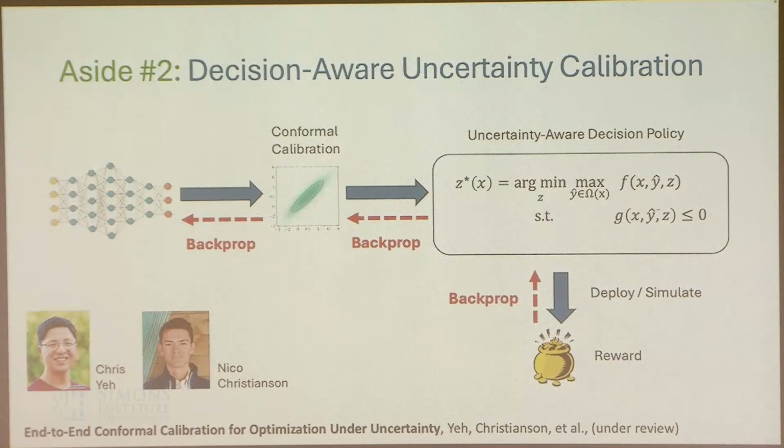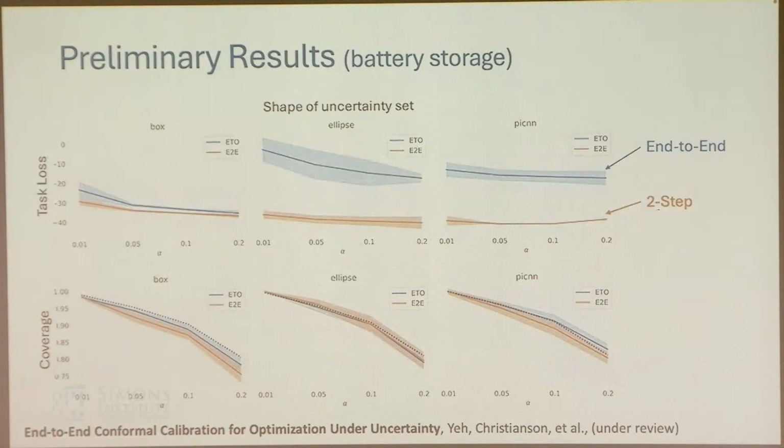And this is work by Chris Yue, who is in the audience, and Nico Christensen, who is another PhD student at Caltech. And here's just some preliminary results. The reason I'm not really highlighting this is it's slightly off theme. Just want to mention it's a direction that we've started exploring. The motivating application was a sustainability application in battery storage in electric grids.